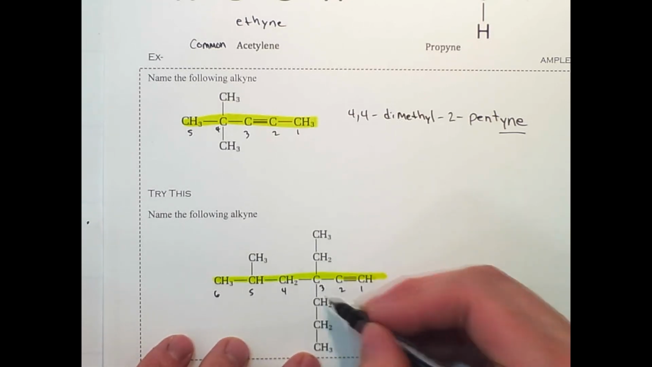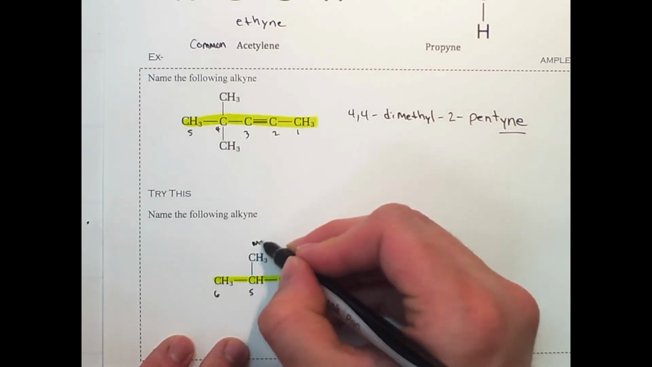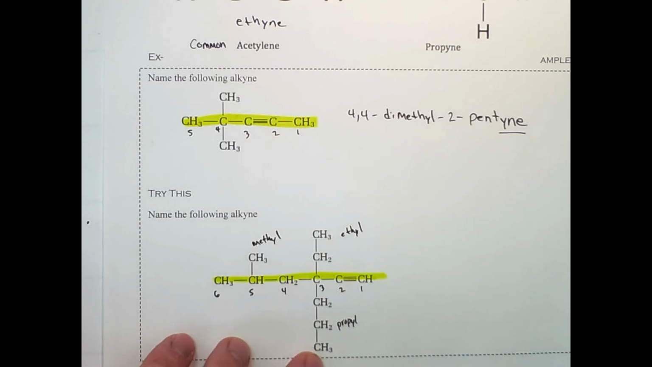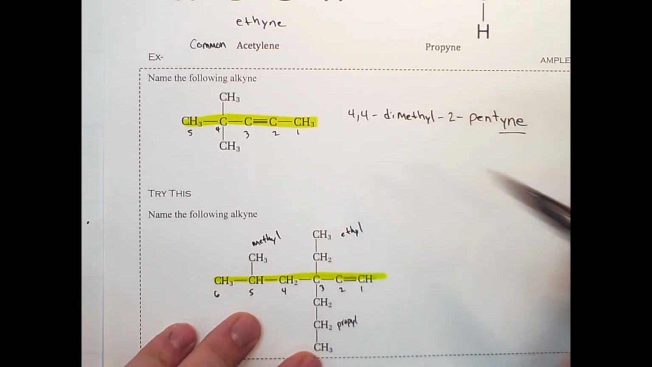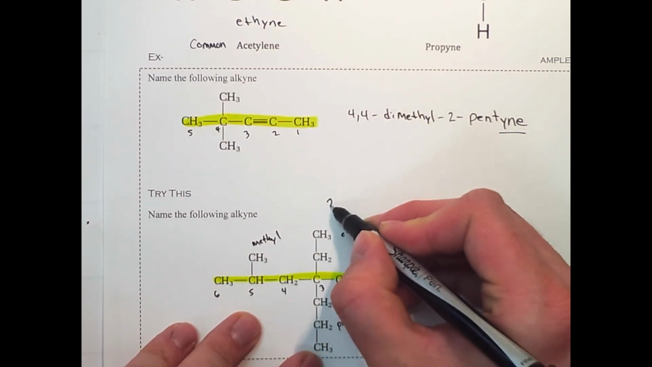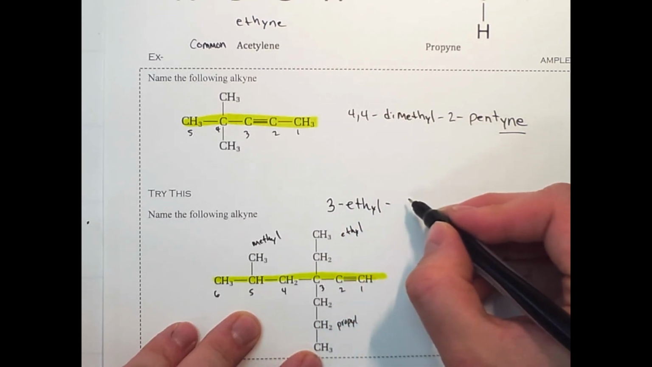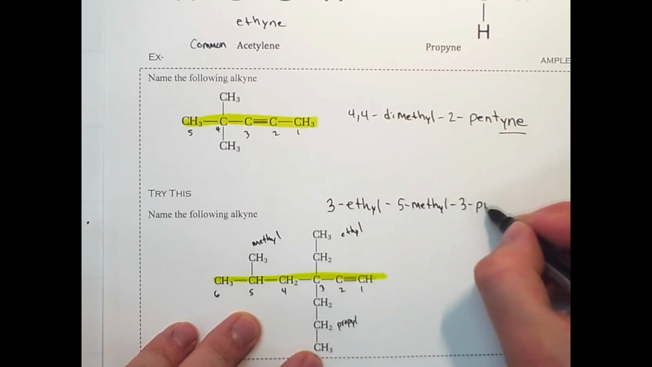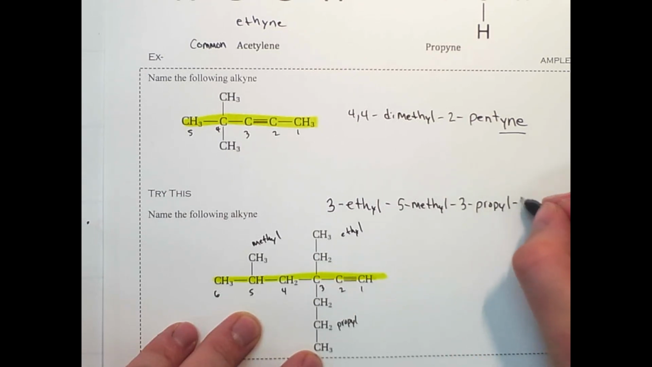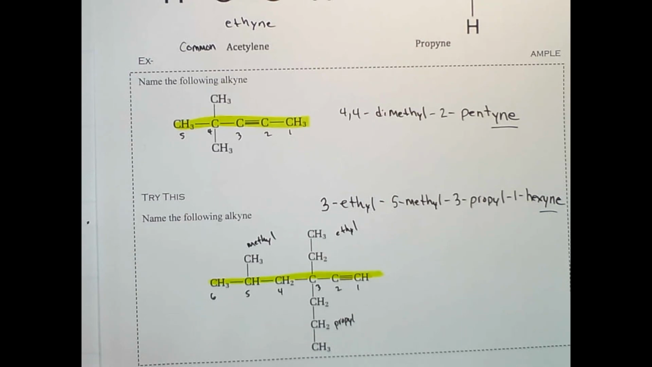So we have a propyl. I'm just going to write them out because we have 3 different ones in here. So remember, your branches go in alphabetical order. So ethyl, methyl, then propyl. So I'll just write it up here. It'll give me a little bit more room. 3-ethyl-5-methyl-3-propyl-1-hexyne. Again, big difference just being the ending.